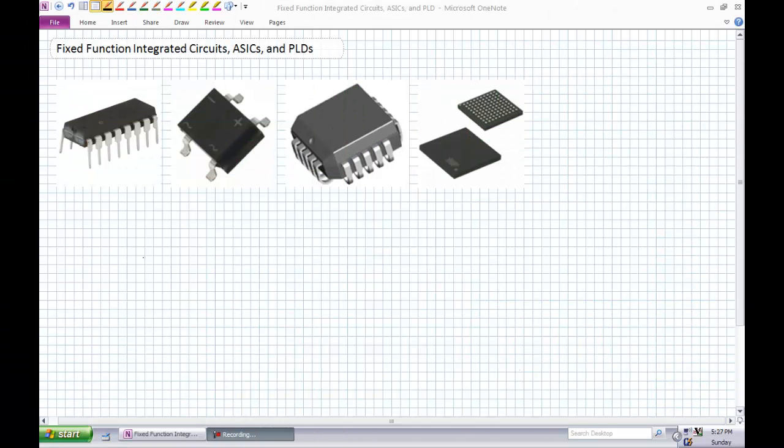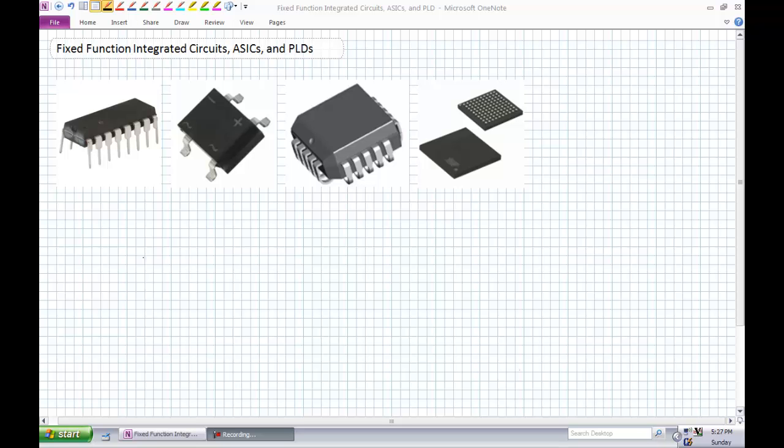Today's lecture is entitled Fixed Function Integrated Circuits, ASICs and PLDs. Before we go into the actual specific functions of specific fixed function integrated circuits, let's just talk about some of the packaging for common fixed function integrated circuits. We're going to do a brief introduction to ASICs and PLDs.